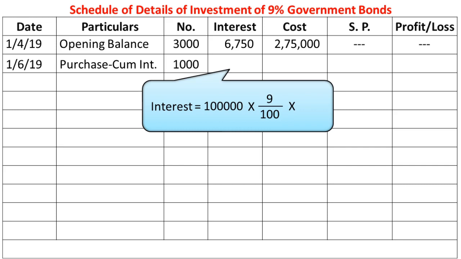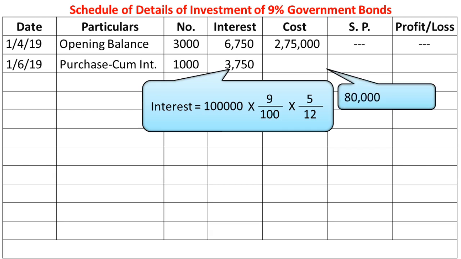Now the last date of declaration or interest received was 31st of December. So from 1st of January to the last date of May, that is 31st May, it becomes a period of 5 months. So therefore we'll multiply it by 5 by 12. So the answer is 3,750. This 3,750 we have to deduct from the cum interest price, which is 80,000. So 80,000 minus 3,750, the answer will be 76,250. So we got the interest, we also got the amount of cost.